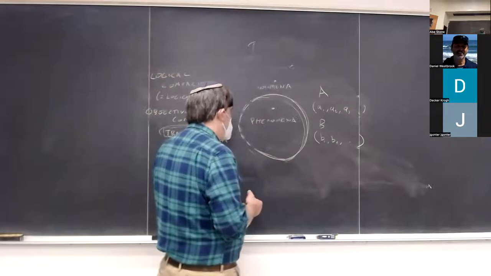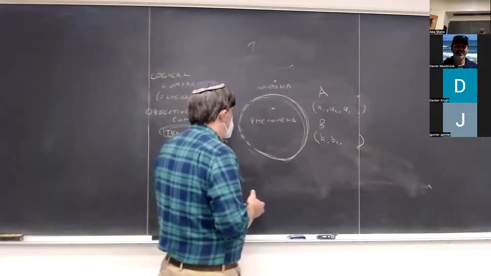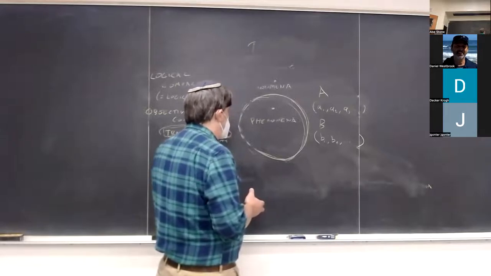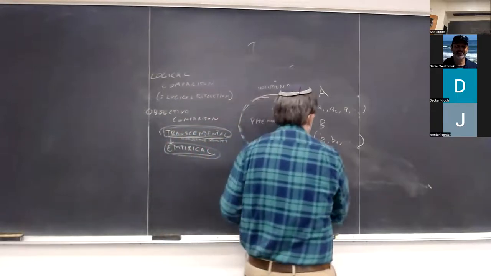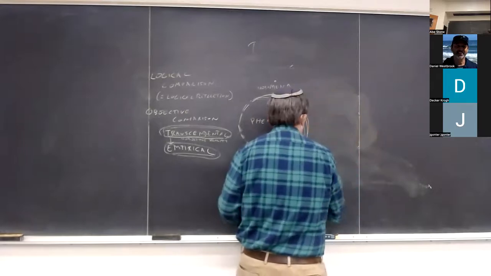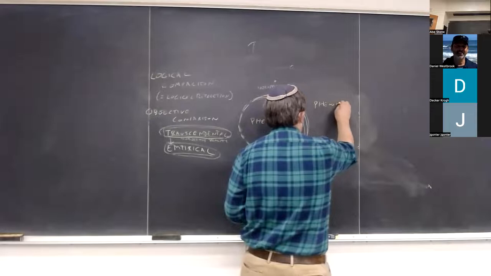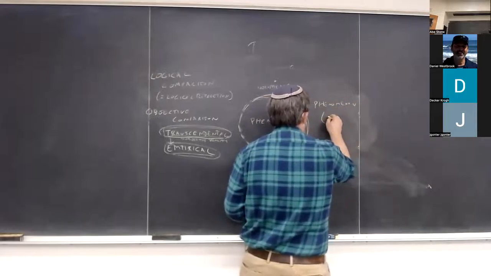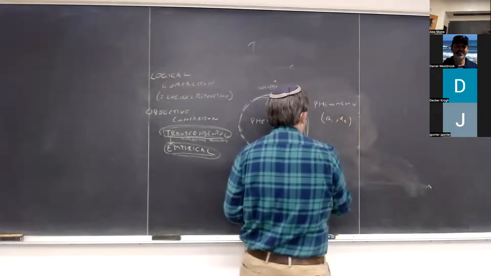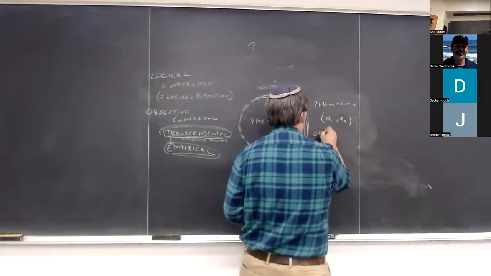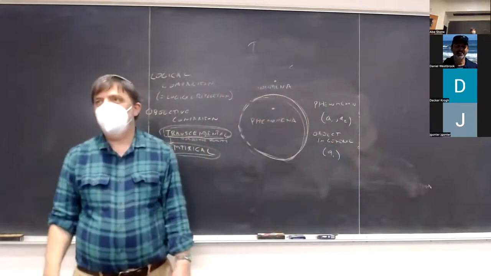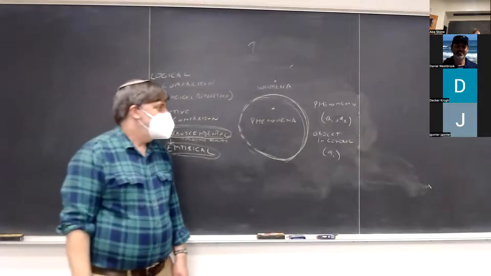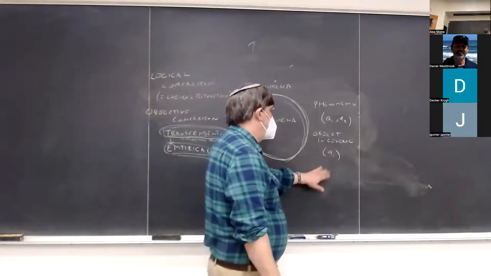And that's basically the same answer that was given in the main section. All we're doing when we say these are different is saying, here's the concept phenomenon. It consists of A1 and A2. And here's the concept object in general, and it consists of just A1. So they're not the same concept. And this leads to the negative concept of the noumenon.